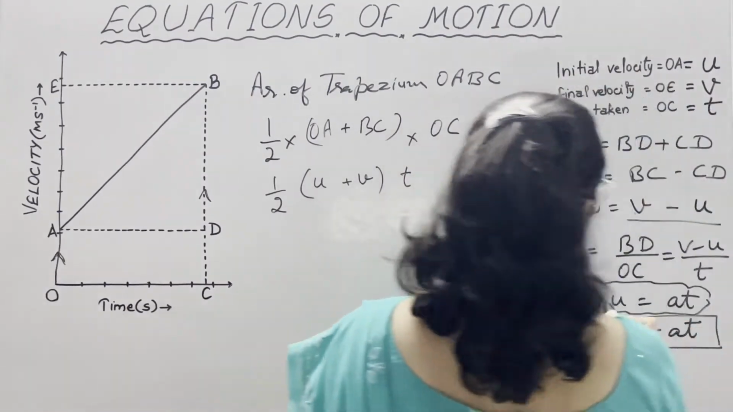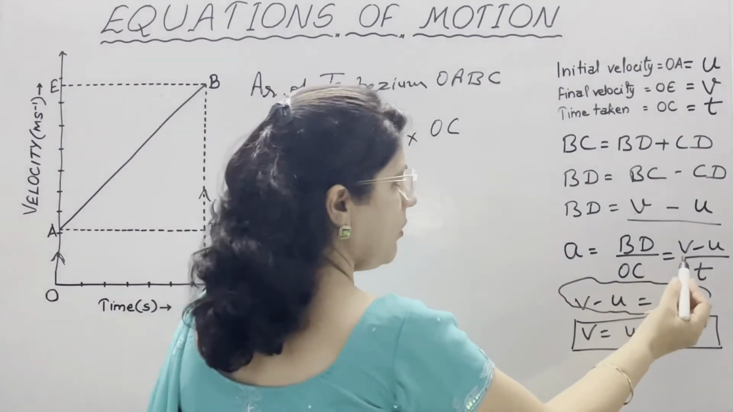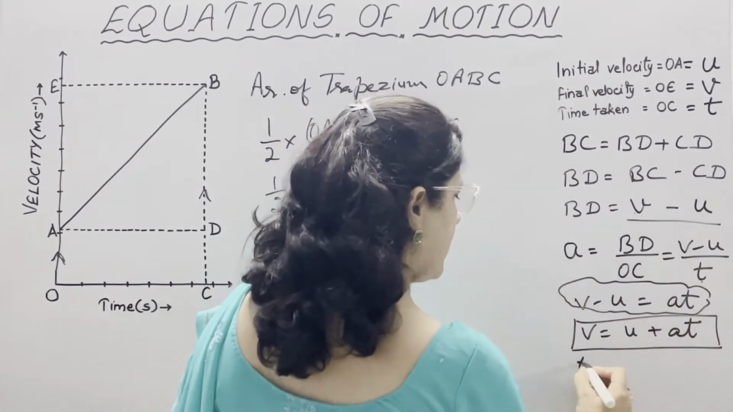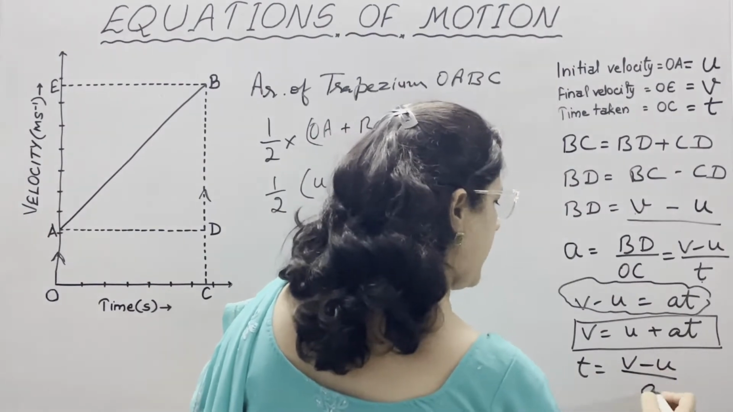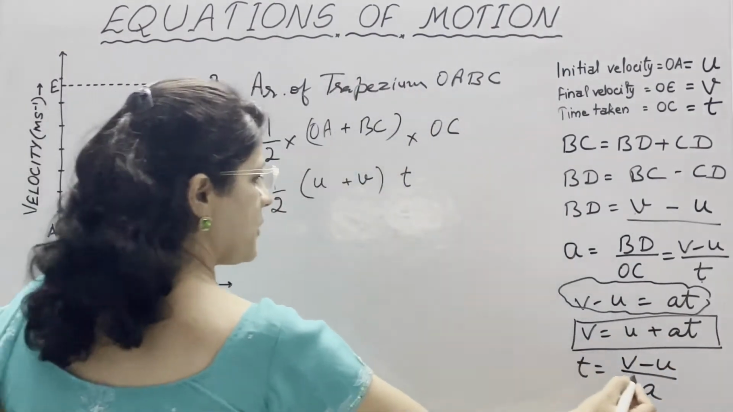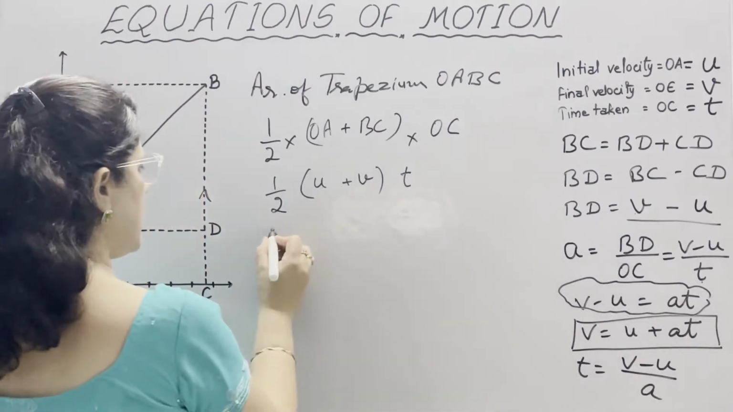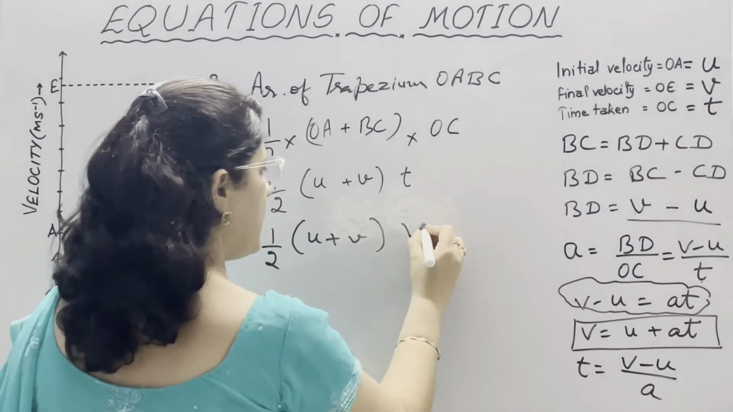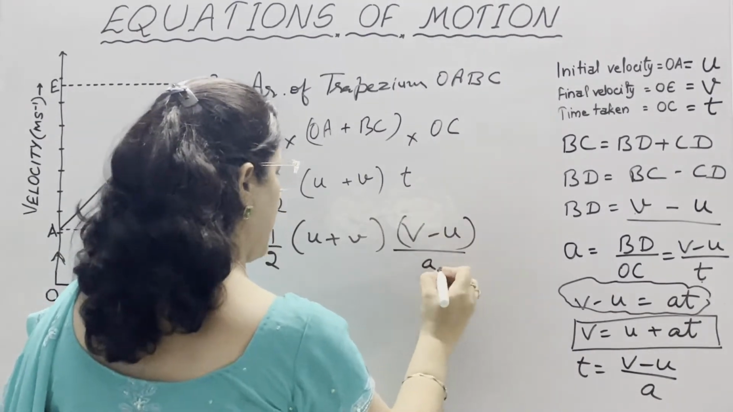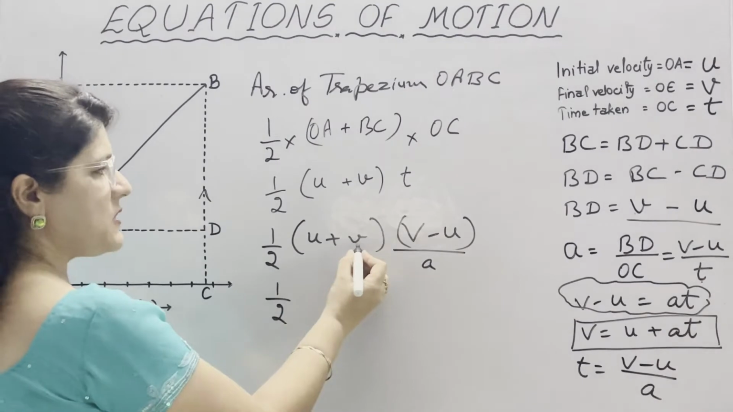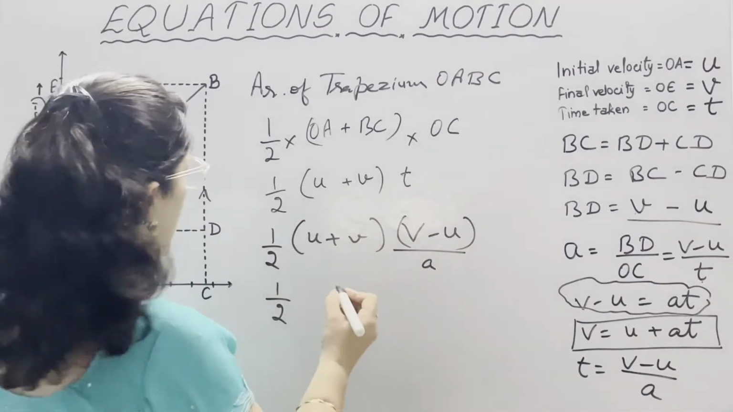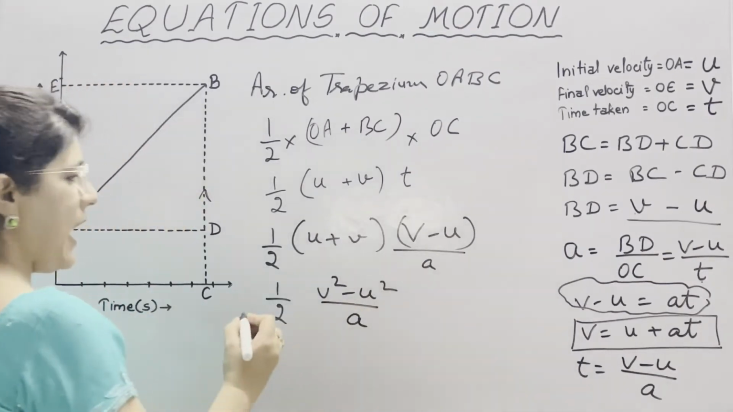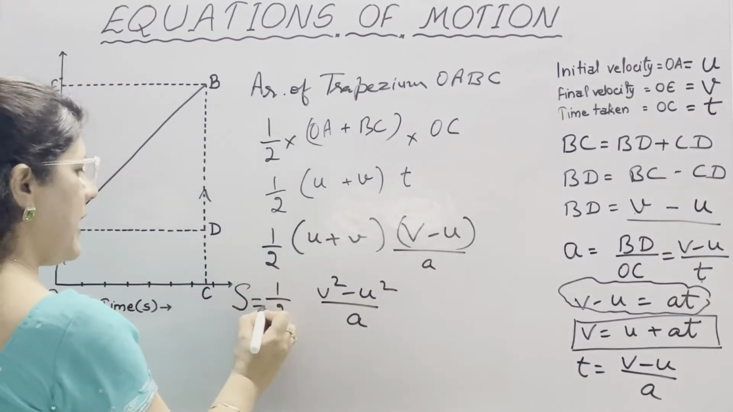Now again come to the first equation, the value of t. Now v is equal to u plus at, and t is equal to v minus u upon a. We are substituting this value of t from the first equation in this derivation of the third equation. u plus v and the value of t is v minus u upon a. Now a plus b, a minus b gives us a square minus b square. So v square minus u square upon a. And what we are calculating, this is the distance s.